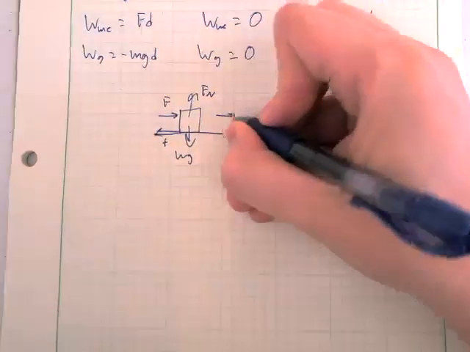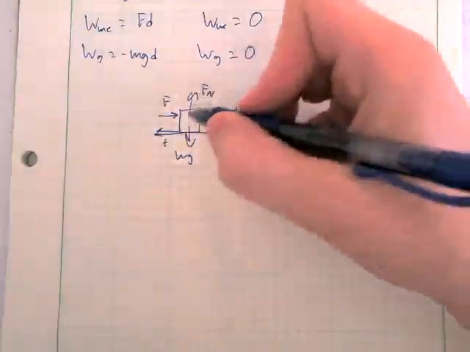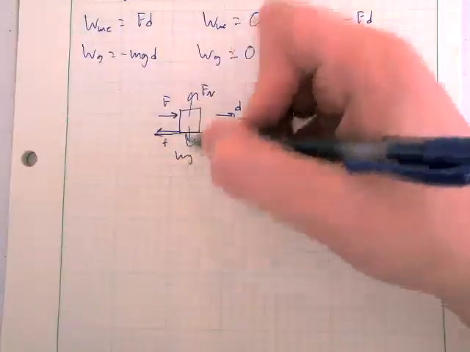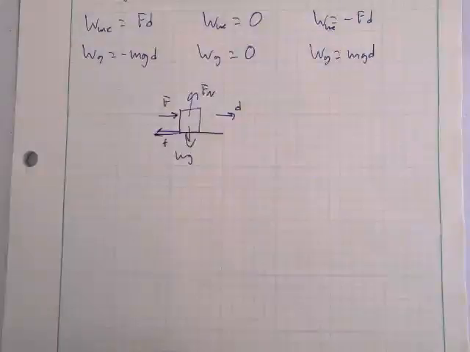Which way is the displacement though? I am actually pushing it forward, so the displacement is to the right. So my four forces, right? I'm pushing on it to the right. The normal force is pushing it up. Gravity is pulling it down, and friction is pulling it back. So which of these forces are doing work?